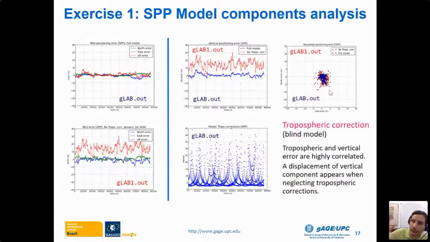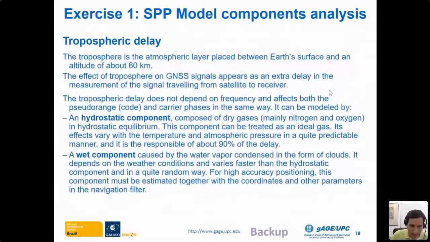In a similar way to the ionosphere, the troposphere is the bottom part of the atmosphere and the ionosphere is the upper part, and you can see that the translation to the position is similar. Obviously not the same magnitude, but it affects the vertical coordinate more. And then we have the backup slides with more information.